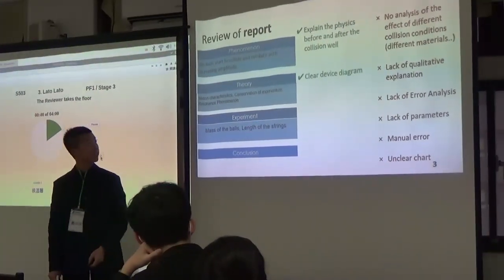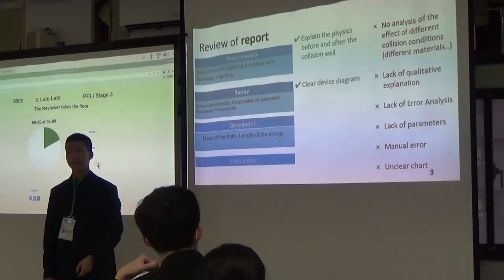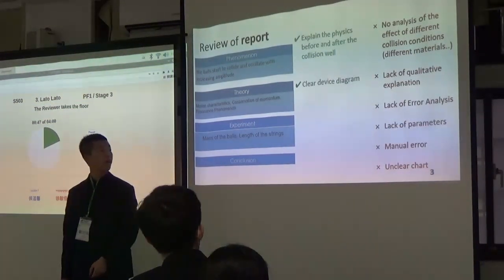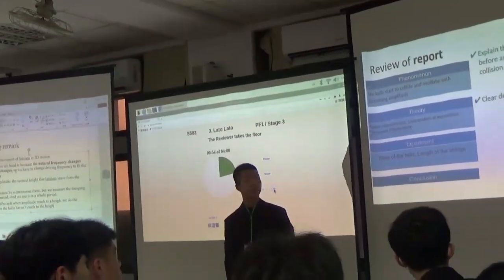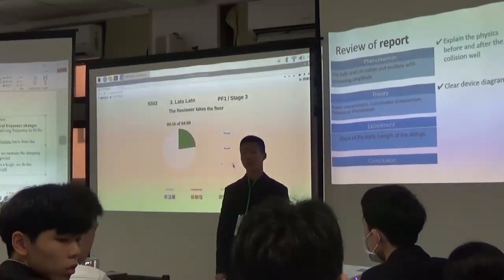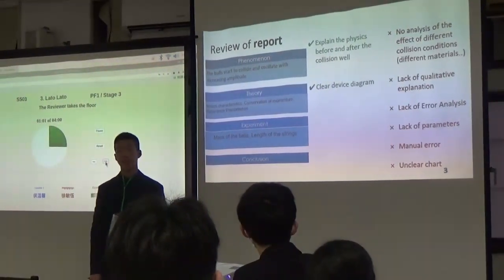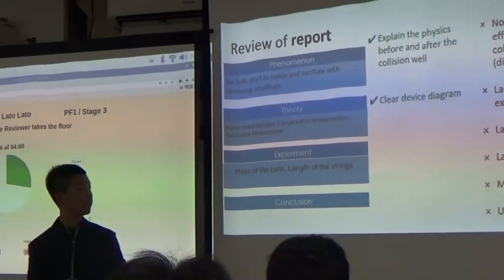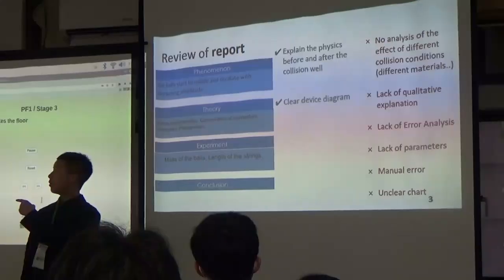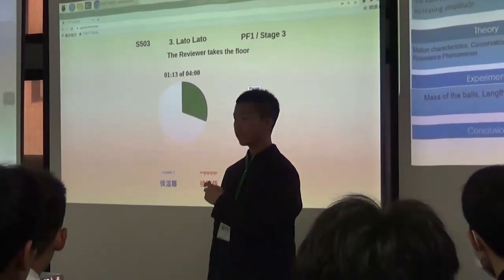The reporter did a great job explaining the physics and the collision very well, and they had a clear device diagram. However, they didn't analyze the effect of different collision conditions, like different material of the ball, different material of the string, and different volume of the balls. And they also didn't have any qualitative explanation and lacked error analysis, since the theory line and the experiment data don't fit.